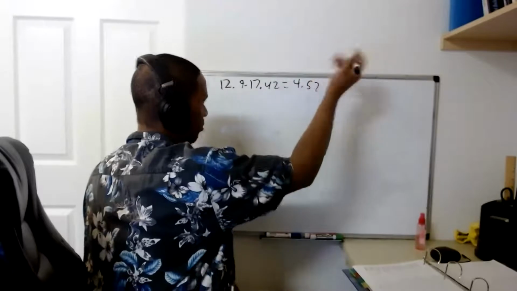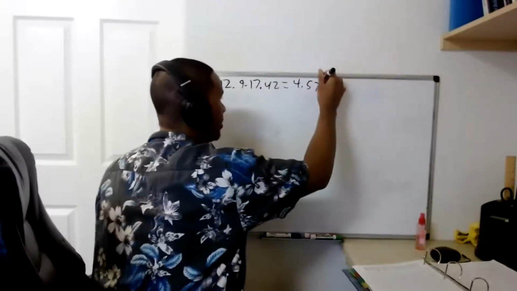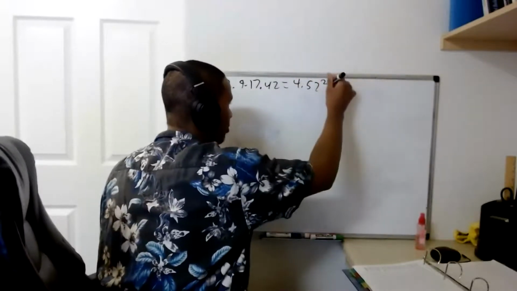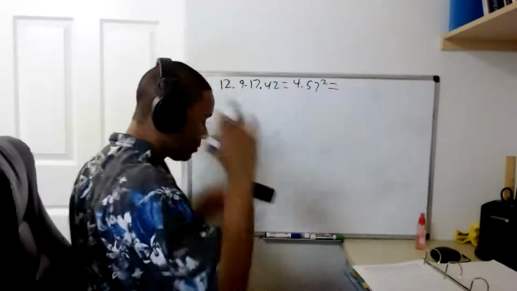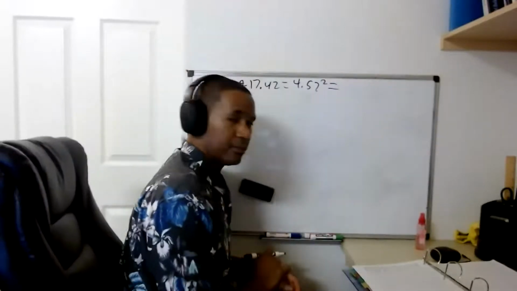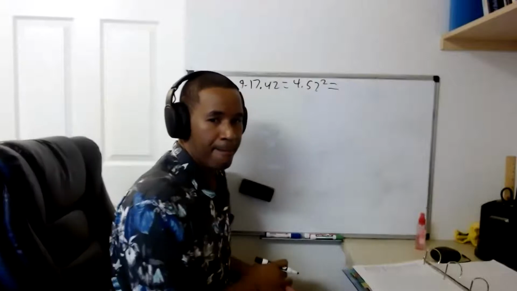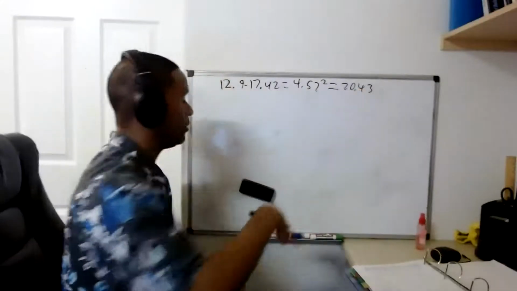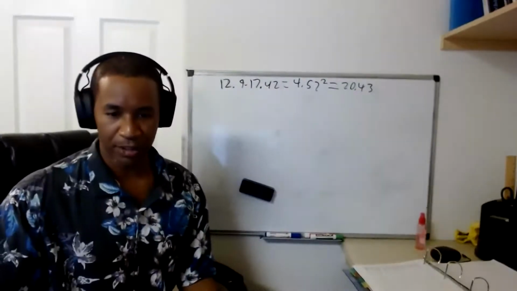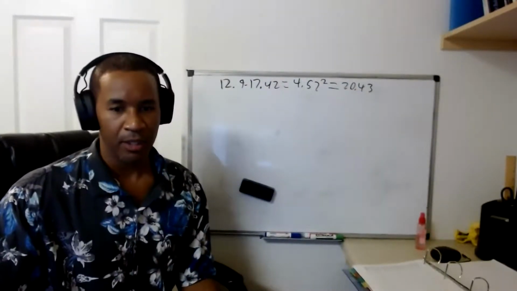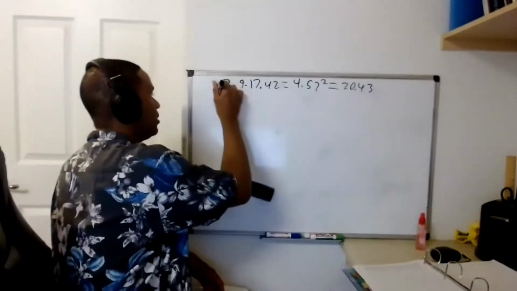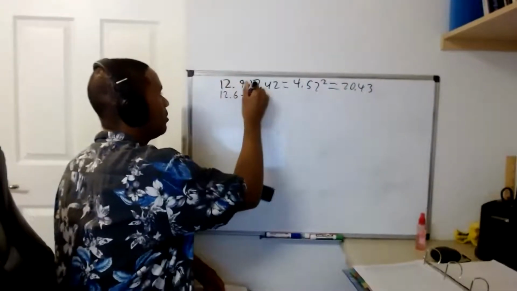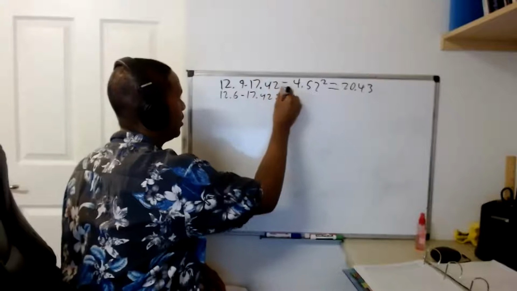And then what do I do with it? Well, we already talked about it. We square it, right? And when we square this deviation, what do we get? 20.43. Okay. Now we need to do that for all of them, so let's keep going. The next city is 12.6 minus 17.42 gives me what?